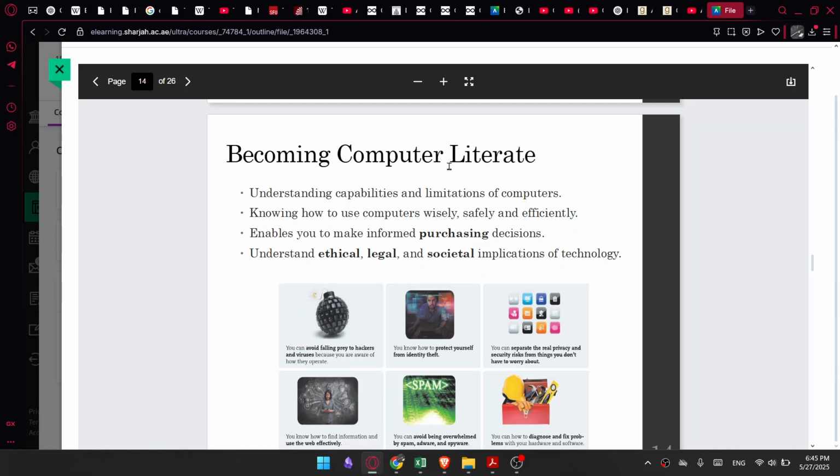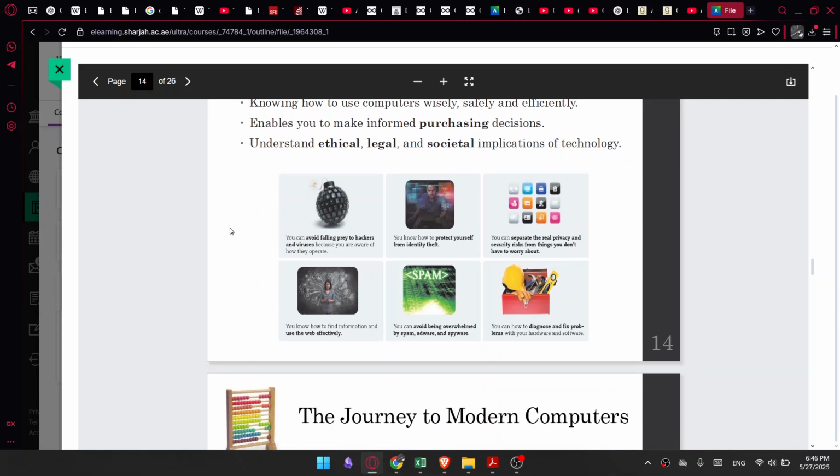I can't pronounce it, I'm sorry for that, but it is about understanding the capabilities and limitations of computers, and knowing how to use computers wisely, safely, and efficiently. It enables you to make informed purchasing decisions and understand the ethical, legal, and social implications of technology.